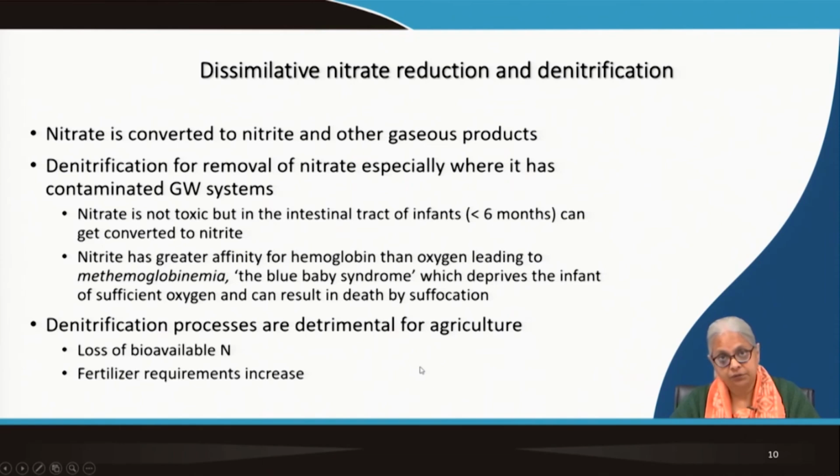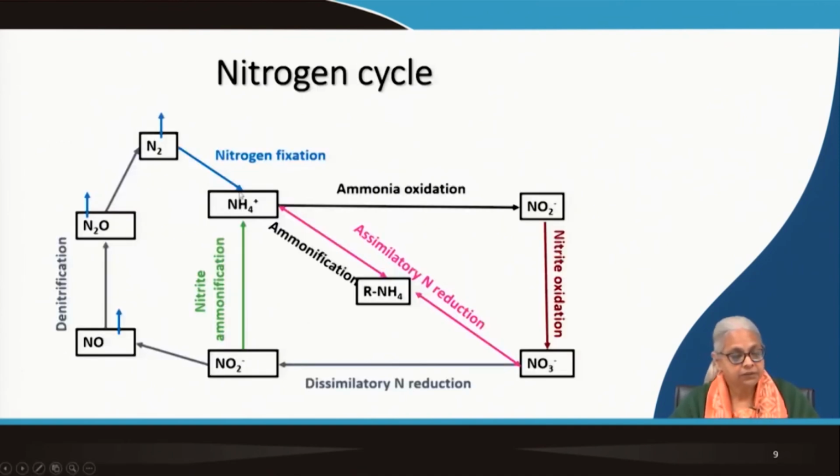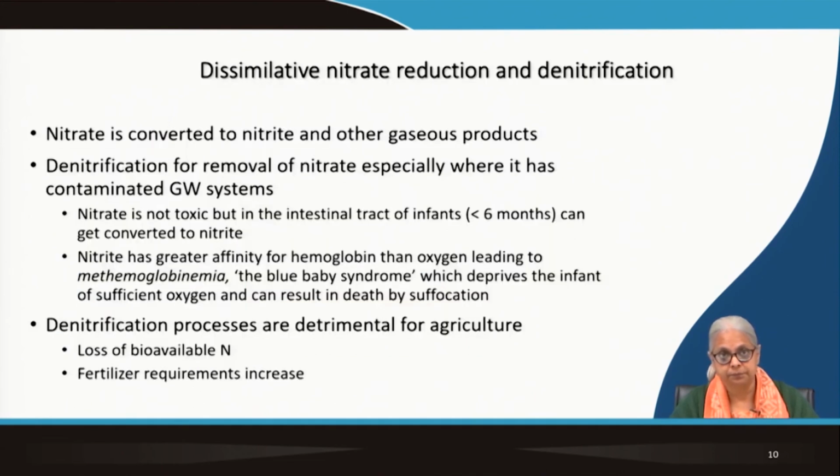Denitrification processes are detrimental for agriculture because you have a loss of bioavailable nitrogen. And I'll just go back to the previous slide. These four forms are the bioavailable forms of nitrogen. The other 3 forms are not bioavailable nitrogen, so they are lost from the system. And when you lose bioavailable nitrogen, then your fertilizer requirement increases. So this is a very delicate balance to maintain from an agricultural point of view, and it requires a good amount of management.